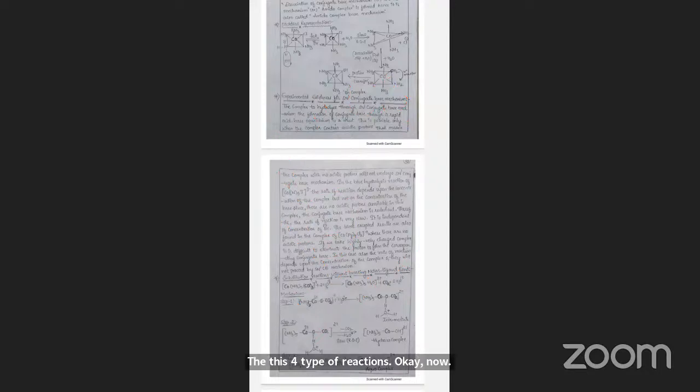So these 4 types of reactions are undergone by the 6 coordinate complex, the octahedral complex. 4 coordinate complex is also there. What is the geometry of a 4 coordinate complex in general? 6 is nothing but octahedral.